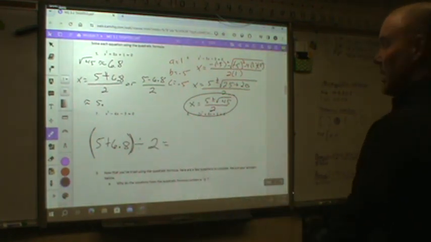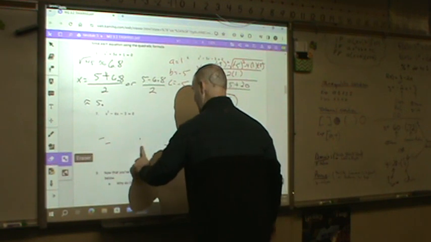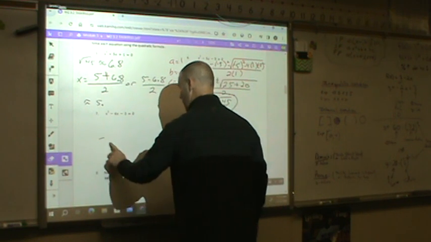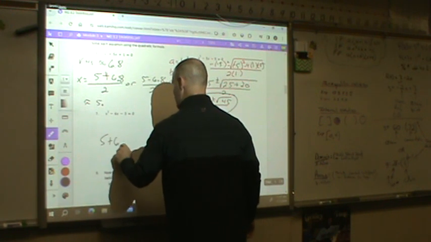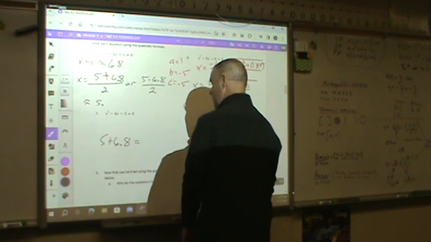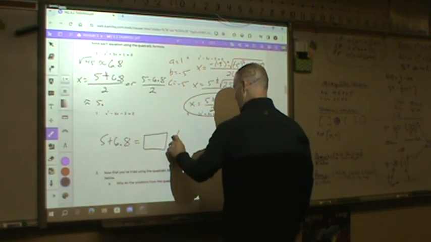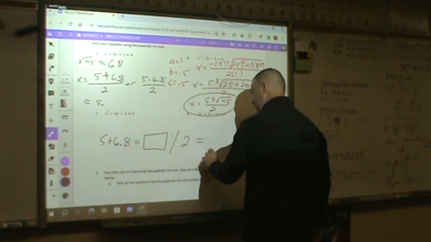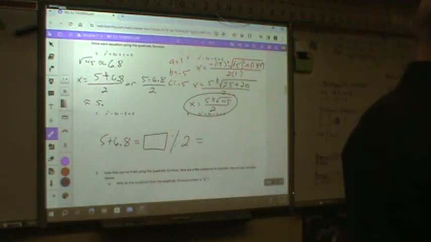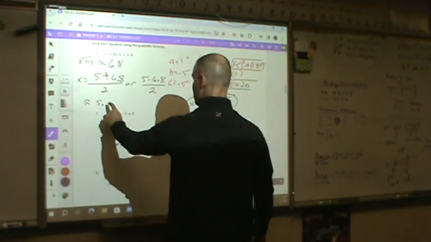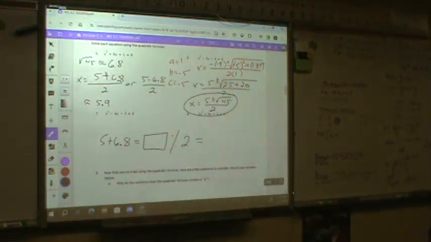But who wants to do that on the calculator? You can do that on this particular calculator, but let's keep it simple. What I want to do is 5 plus 6.8 and hit the equal sign, and then I'm going to get a number. Then I'm going to take that number and divide it by 2 and hit the equal sign again. And that's going to give me my answer of 5 point something. What do we get? 5.9. Okay, so 5.8, 5.9, around in there somewhere would be a reasonable answer.